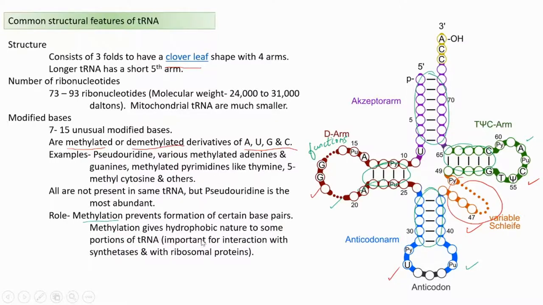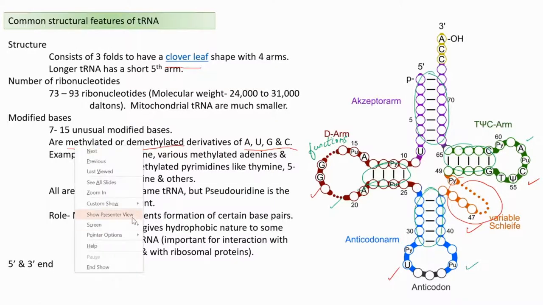Next, methylation gives a hydrophobic nature to some portions of tRNA and is important for its interaction with many synthetases and ribosomal proteins necessary for translation of mRNA. Then regarding the 5' and 3' end, let me take the red ink itself.